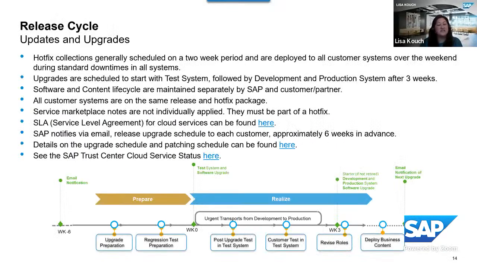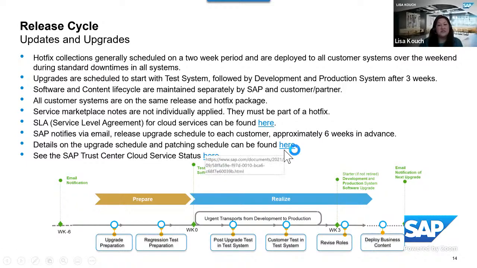One of the other benefits is the release cycle. The release cycle has changed slightly in order to highlight the different deliverables and tasks and help guide you through how to do your updates and your upgrades. We have created a new roadmap. Within this roadmap, we offer content in terms of the hotfix collections, links to the upgrade schedule, as well as the service level agreements, the trust center, and then the updated schedule itself.